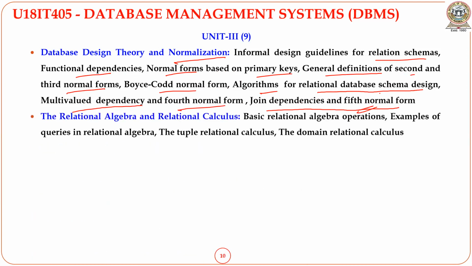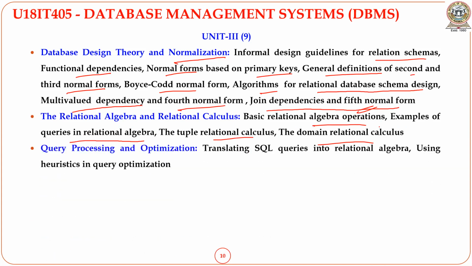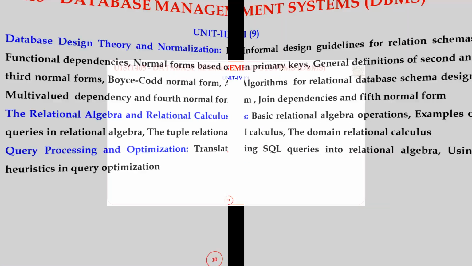Then relational algebra and relational calculus, basic relational algebra operations. We are going to learn examples of queries in relational algebra, tuple relational calculus, and domain relational calculus. And at last, query processing and optimization, translating SQL queries into relational algebra. This is one of the important topics. In this chapter, normalization is the most important one. Wherever you go for any competitive examination, GATE examination, higher education entrance test, wherever you go, normalization questions will come. So this is very, very important. And coming to optimization techniques: translating SQL queries into relational algebra and using heuristics in query optimization. This is also one of the good concepts in Unit 3.